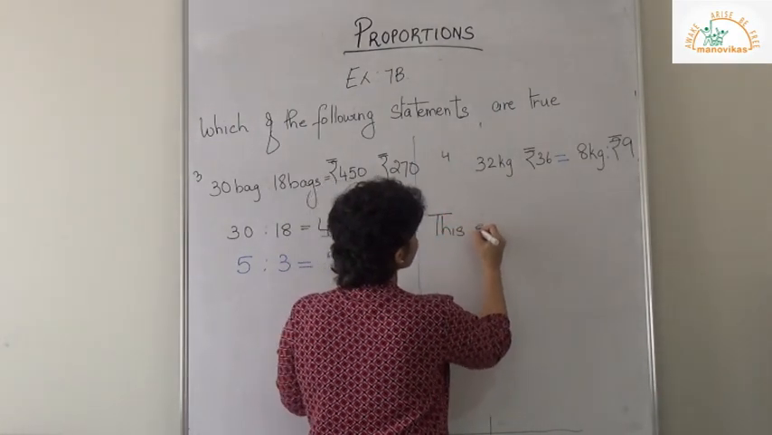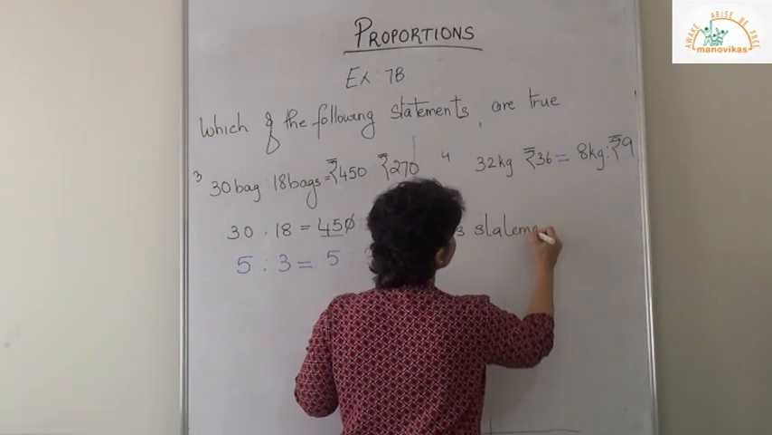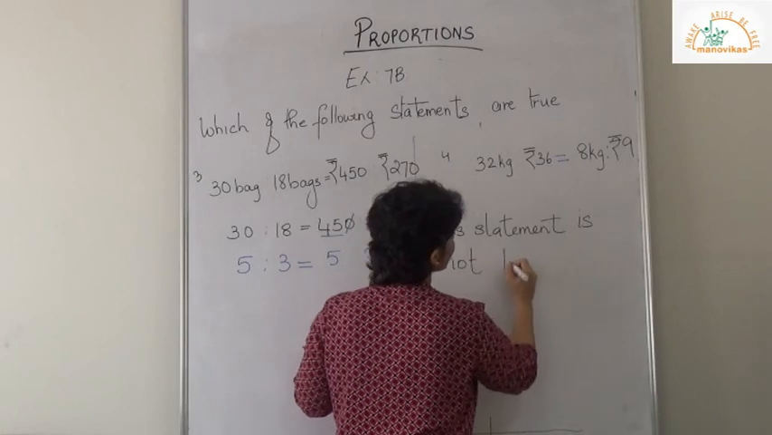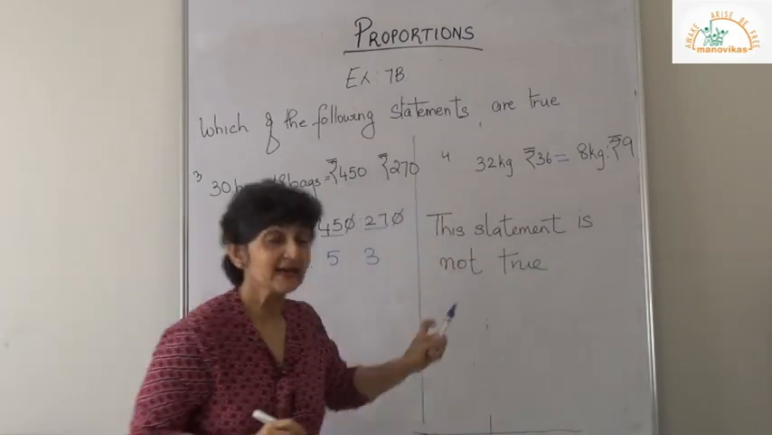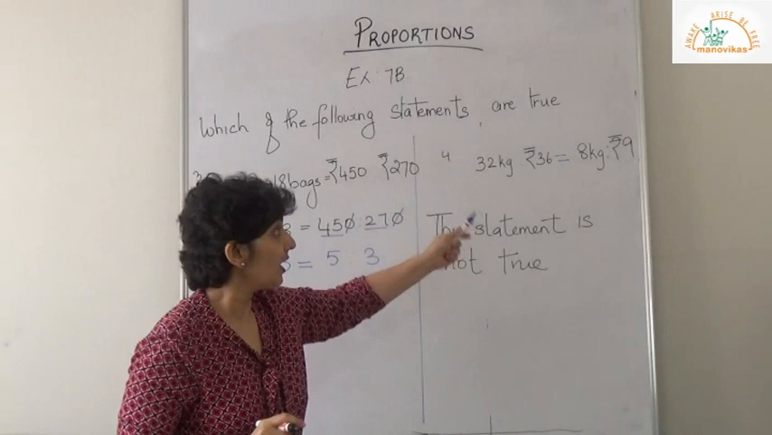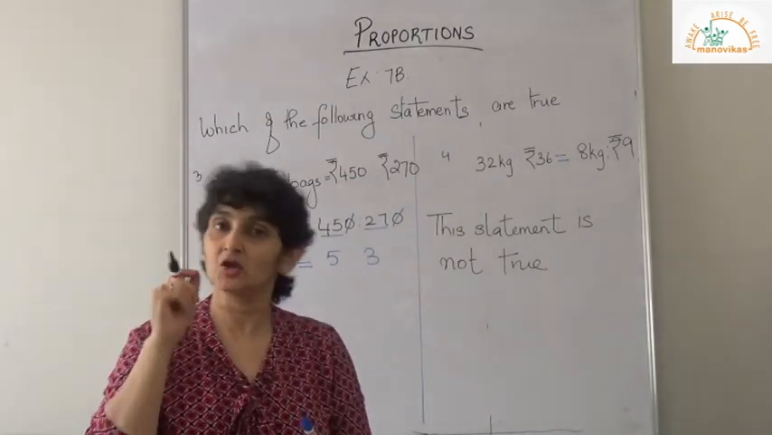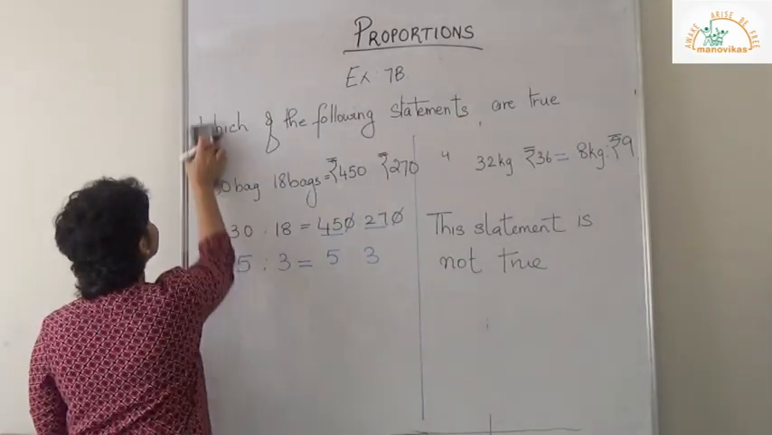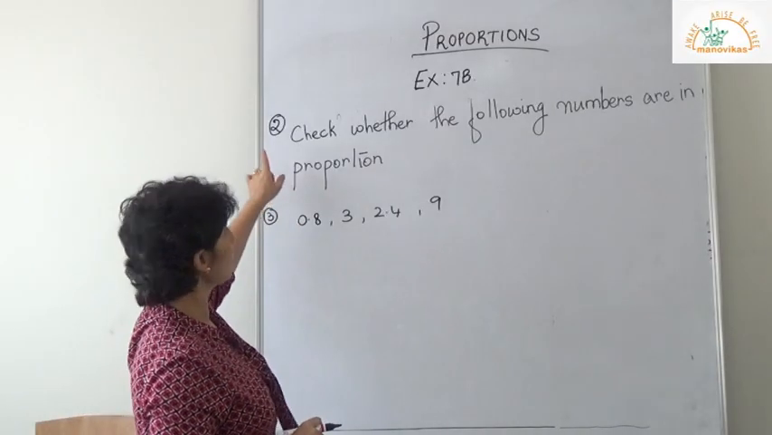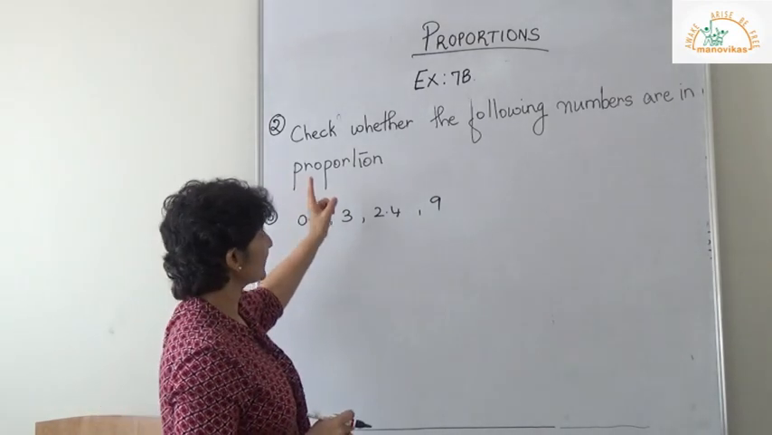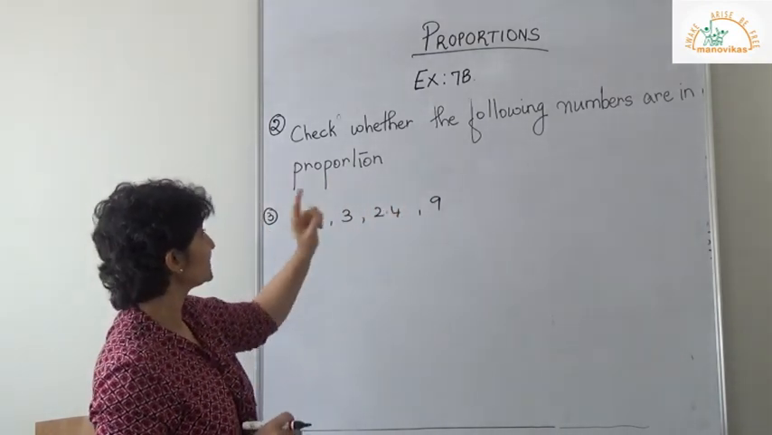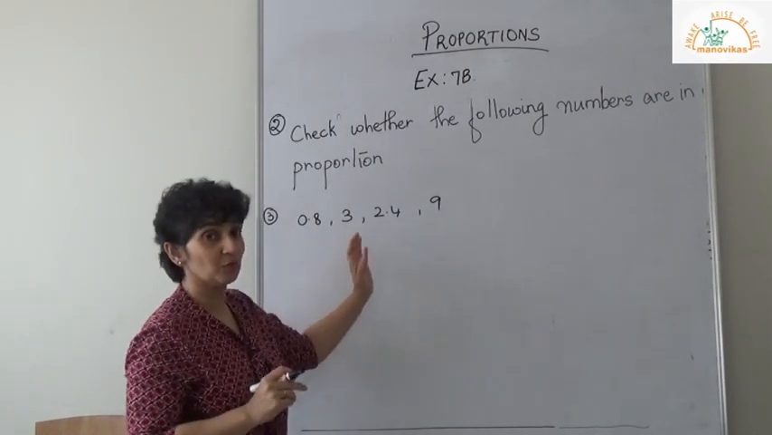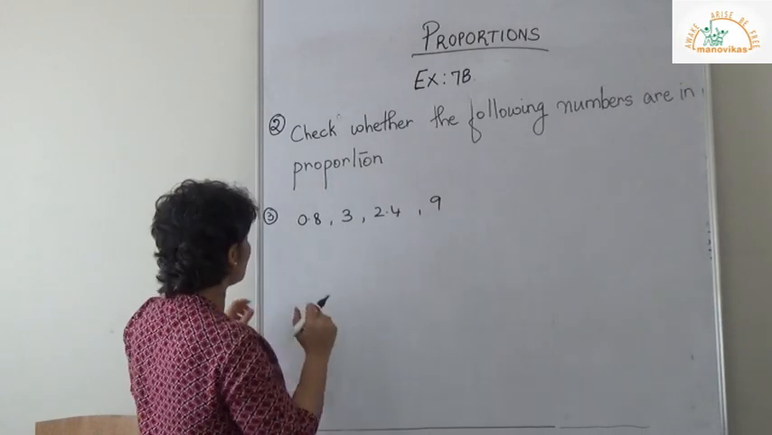This statement is not true. Why? Because they are not in the same unit. Clear? Let's move on to the next question. Alright children, now let's move on to question 2. Check whether the following numbers are in proportion. Means I need to find out whether these ratios are in proportion.